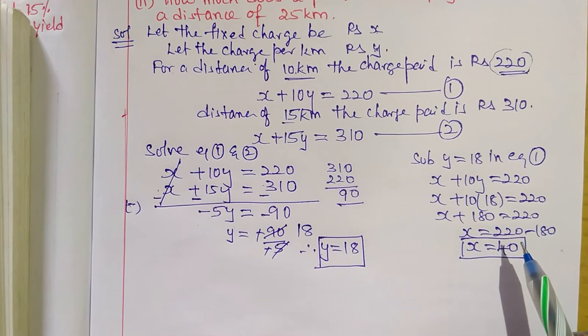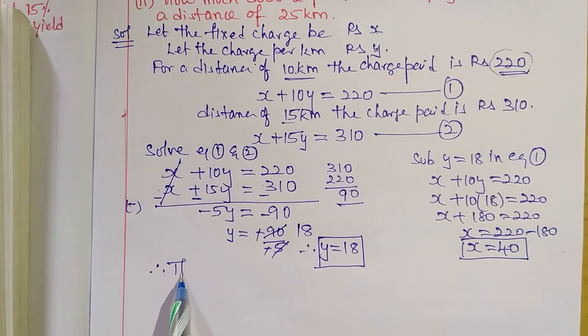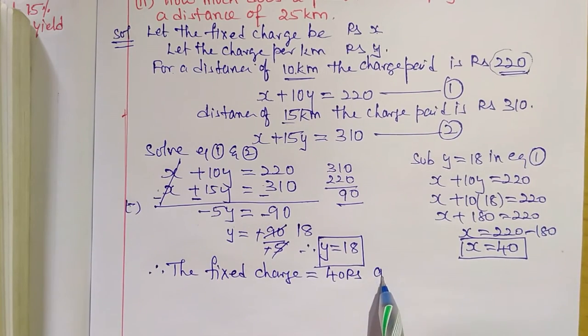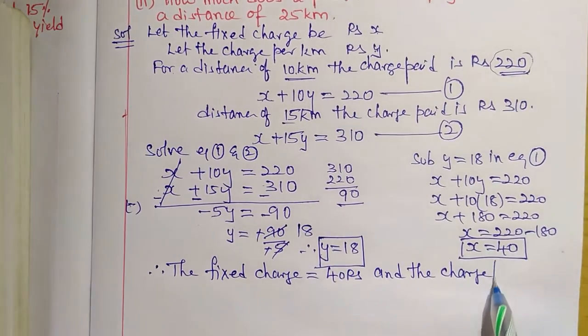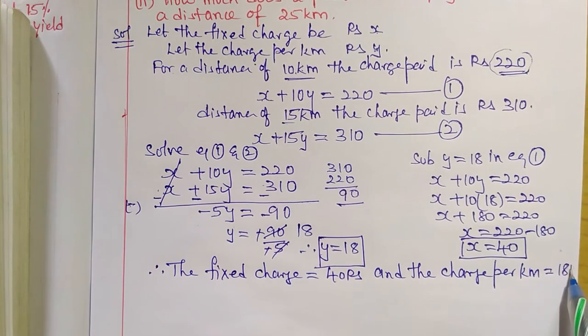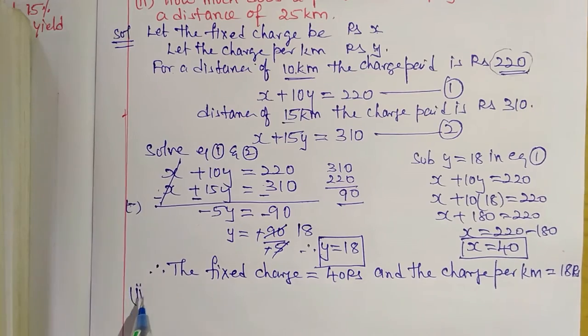X is the fixed charge. Therefore the fixed charge is 40 rupees, and the charge per kilometer is 18 rupees. Now you see there is another question in this.